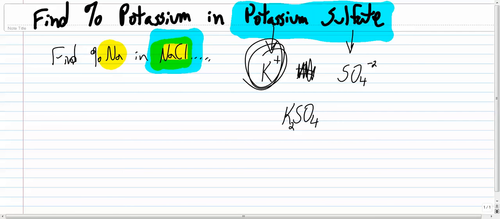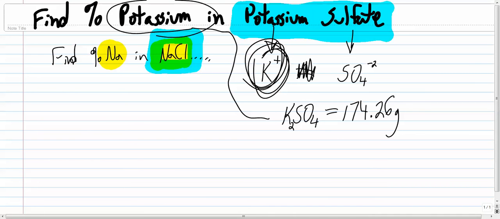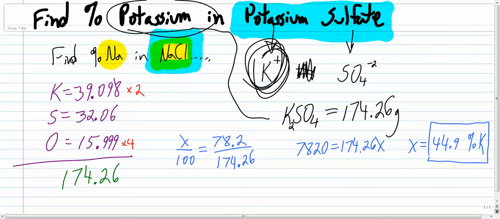If you use your periodic table and you add up all these masses, then you get 174.26 grams. So if you were off by just using 1 K, then you would get the wrong answer. So I'm just going to pause this video really quickly and solve the question at hand, and I'll be back in a second. Okay, so I'm back, and I want to be done in under 3 minutes.